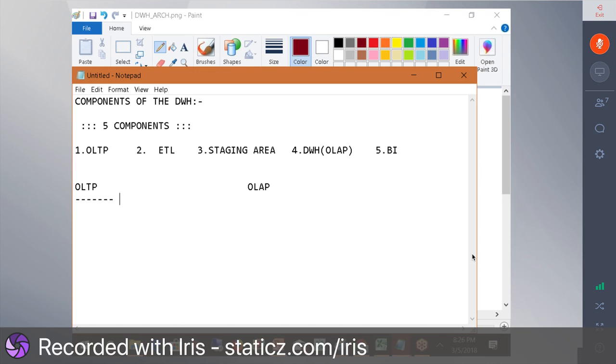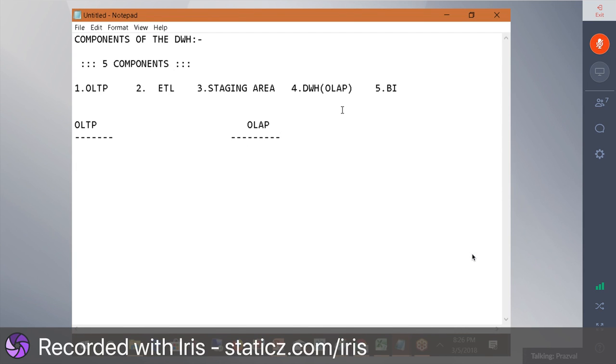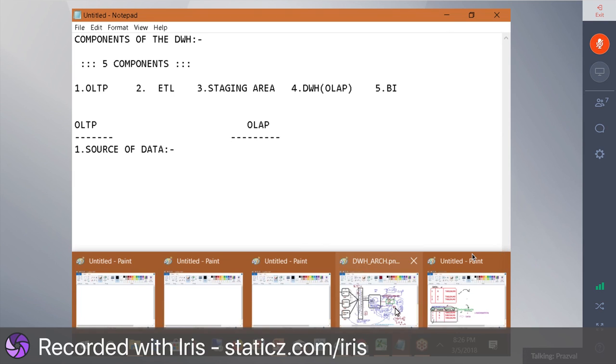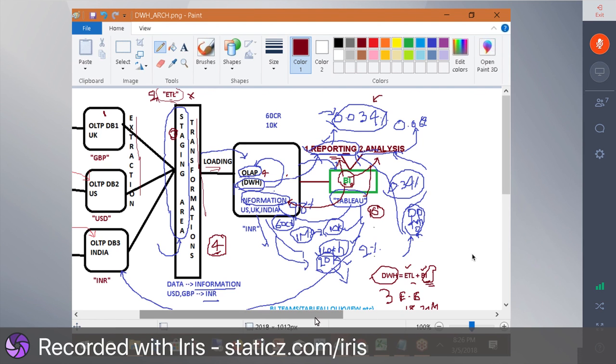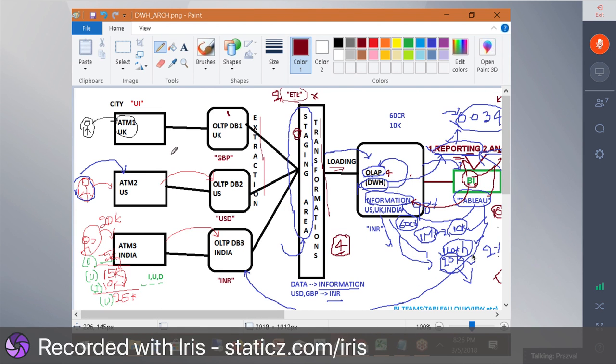It is also one of the frequently asked questions: the difference between OLTP and OLAP. What is the source of data for OLTP, and what is the source of data for OLAP? Both are storing something, right? From where is the data coming into OLTP?